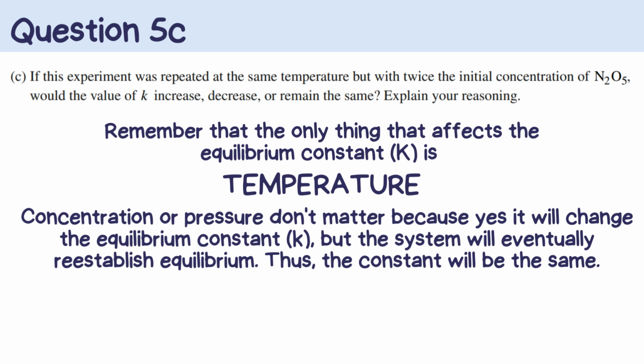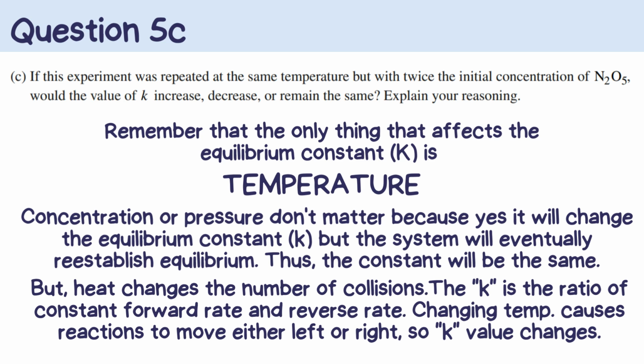In the end, the constant will be the same, but when you change temperature, this changes the number of collisions, and remember that K is the ratio of the forward and reverse rate constants. When you change the temperature, the rates are no longer the same because of the collisions happening, which makes the reaction either faster or slower. So the K value will change with temperature.